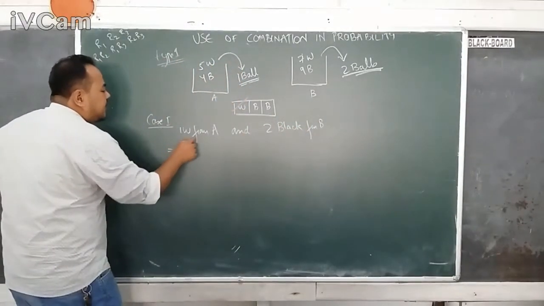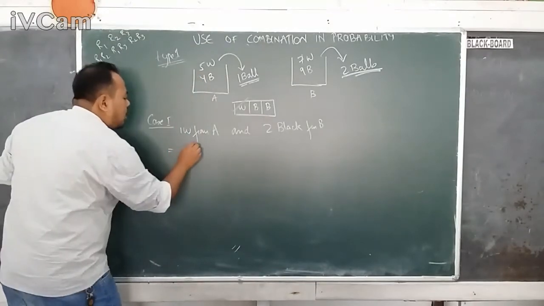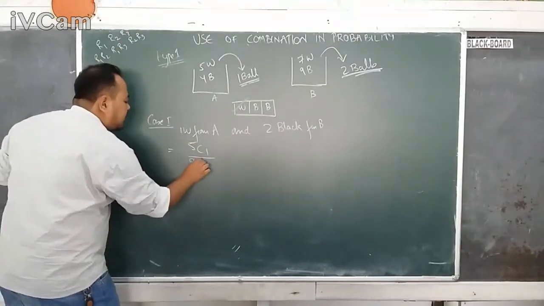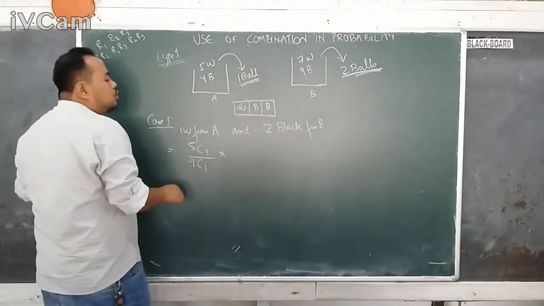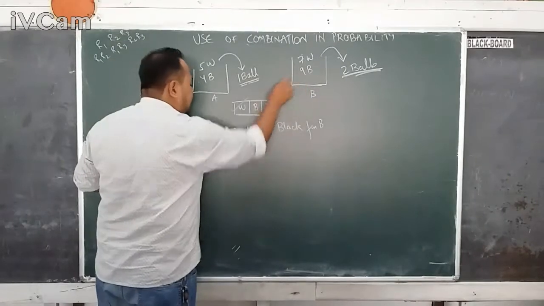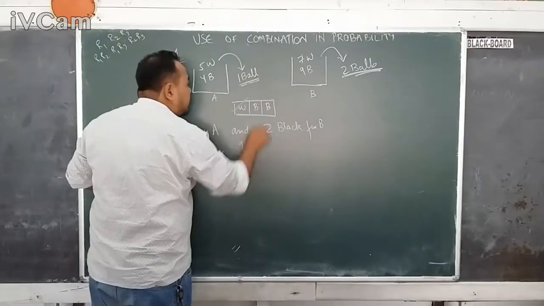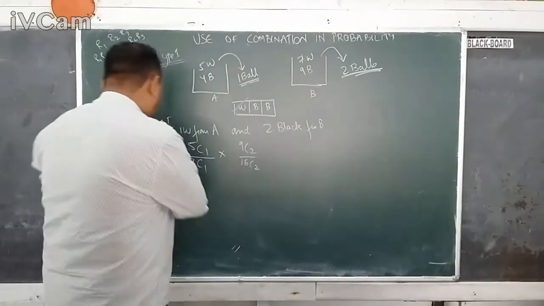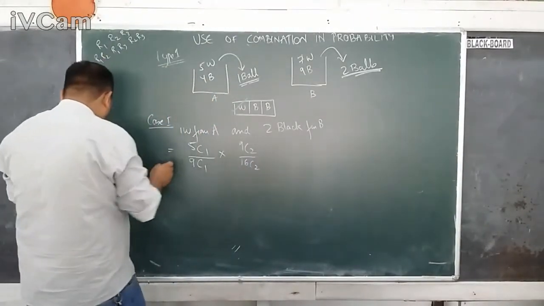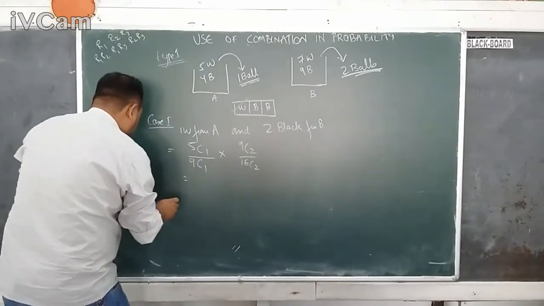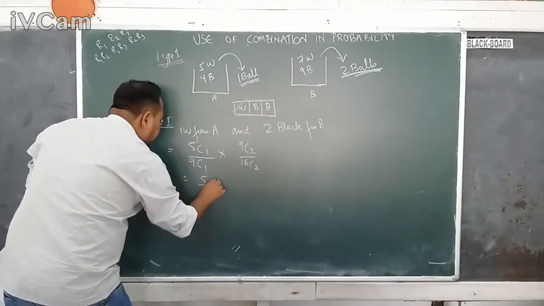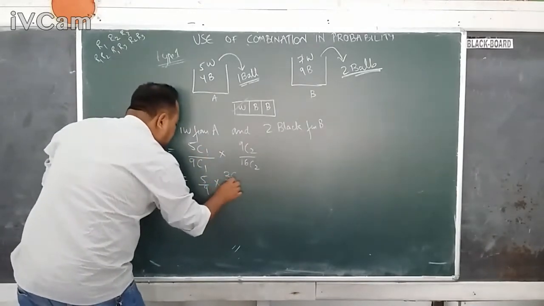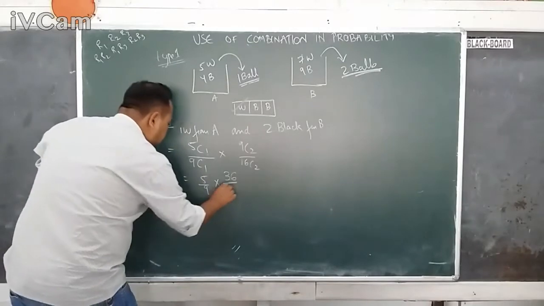So 1 white from A. How many whites are there? 5. So out of 5 I have to choose 1, divided by total 9 balls, 9C1, into 2 black from B. How many blacks are there? 9. So 9C2 divided by total 16C2. So this is case 1. Let me write down the values. 5C1 is 5, by 9, because 9C1 is 9. You can use a calculator to get this value. 9C2 is 36 and 16C2 is 120.